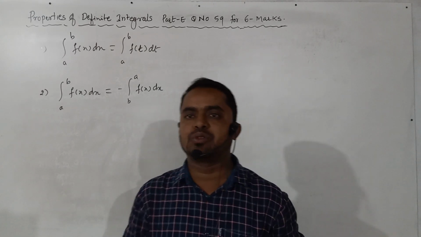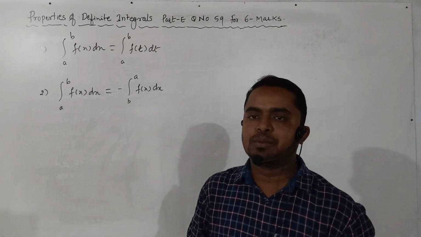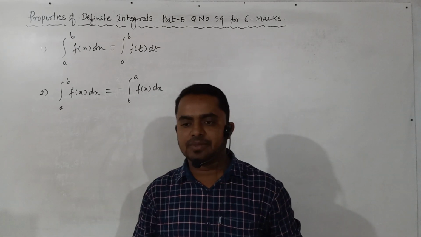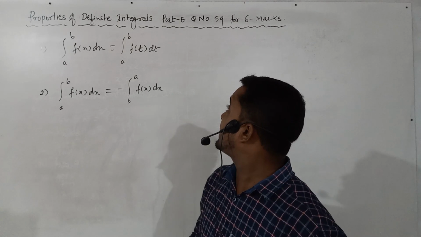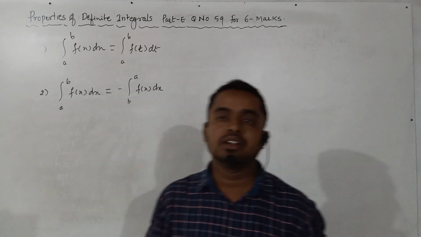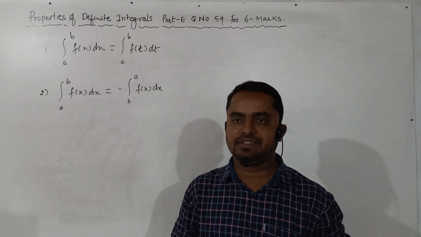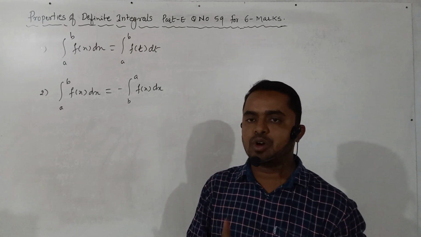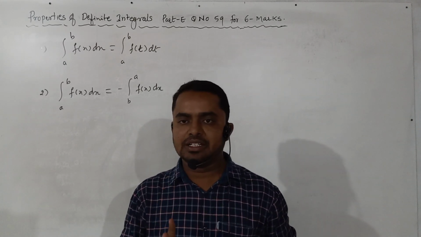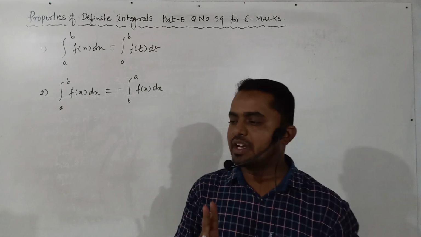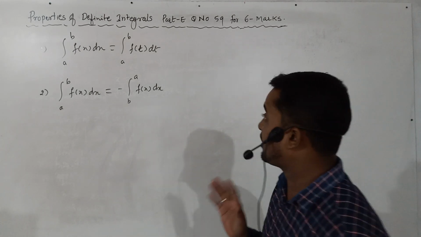In this video, we are going to discuss and solve the properties of definite integrals that will be asked in Part E, question number 59, for 6 marks. Out of 4 properties, you will get one property as a definite integral for proof and problem. Property proof and problem you will get. So both together, you get 6 marks for property and problem.